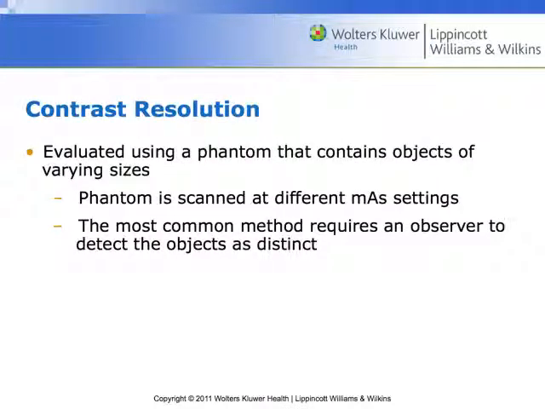So going back to contrast resolution, we're going to evaluate this with a phantom that contains objects of varying sizes. Just like with those lines, they have different spatial spacing between those lines. We can also make phantoms that have a bunch of different sized objects. The phantom is then scanned at different mAs settings, and the most common method requires an observer to detect the objects. I'm going to actually look at the picture. Can I tell that that object is there or not?